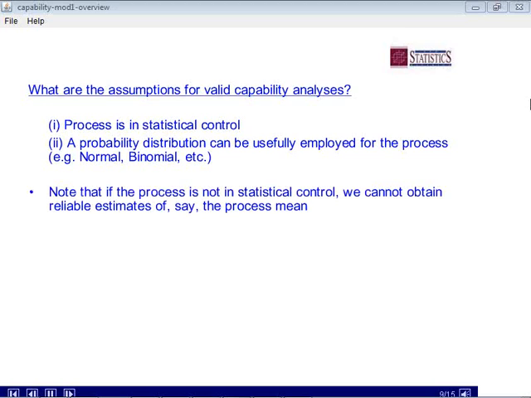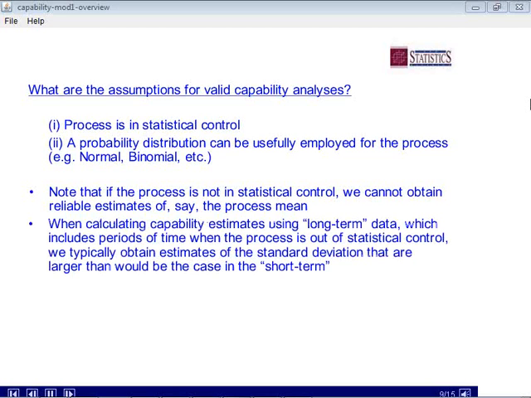Now let's note that if the process is not in statistical control, we cannot obtain reliable estimates of, let's say, the process mean, of course, the process standard deviation as well. If your R chart is out of statistical control and you're using, let's say, R bar over D2 to estimate the process standard deviation, if it's all over the place in your R chart, then, of course, the process standard deviation is not stable. Hence, any kind of capability estimate that's derived from it would be questionable, to say the least.